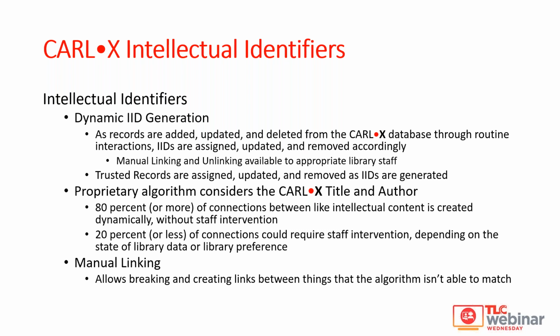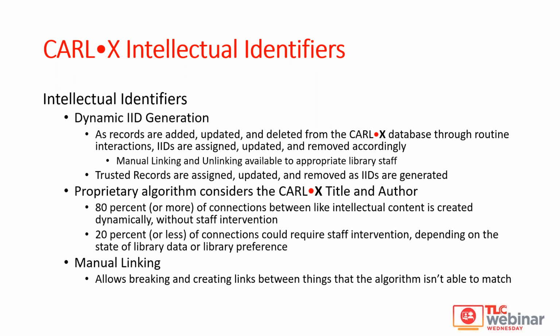As intellectual identifiers are being generated by the system, we are creating trusted records and we're assigning them to each IID. And again, as your library staff are doing existing work that they do today with bibliographic records, those trusted records are updated and they're removed as routine work happens within the catalog.